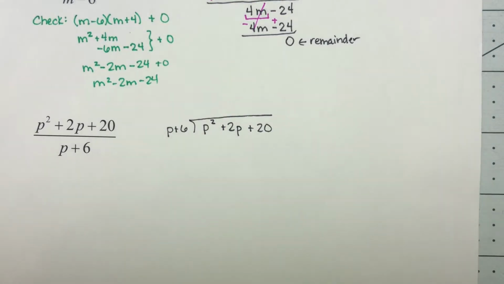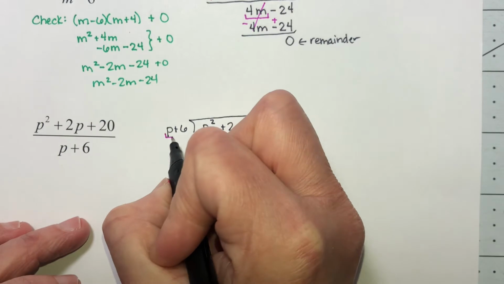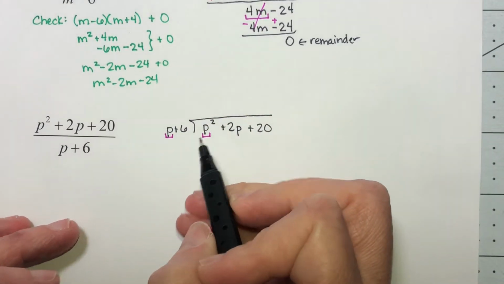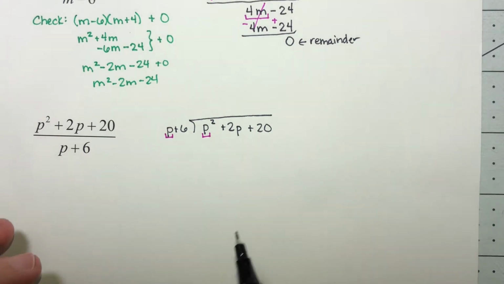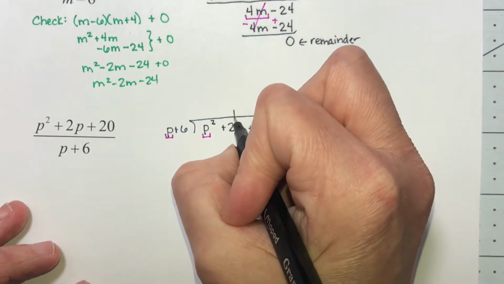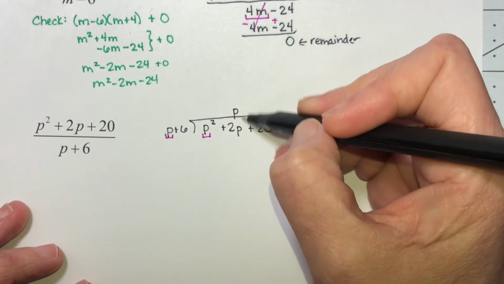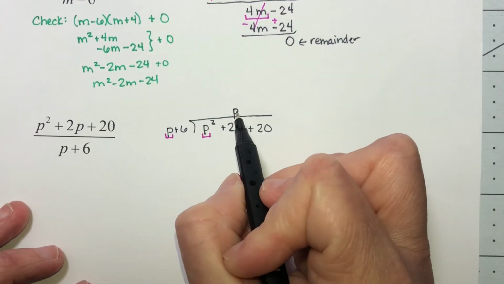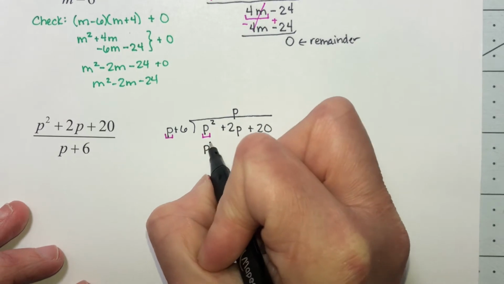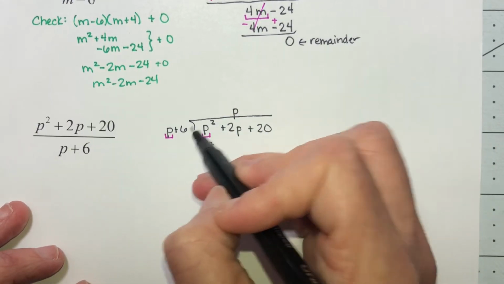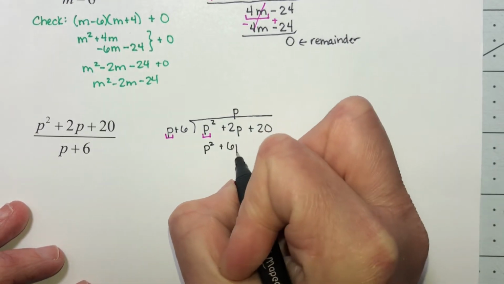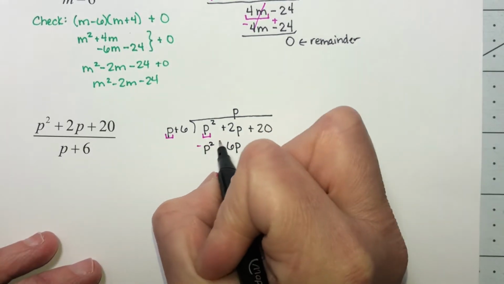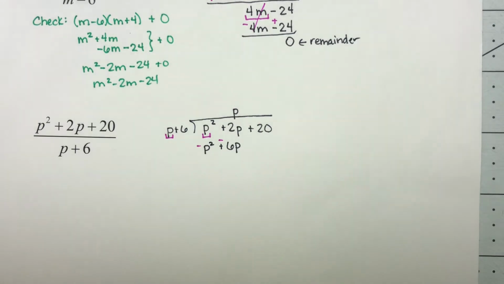Okay. Concentrate on your first terms. What do we need to multiply the P by to get a P squared? Well, P times P is P squared, so I need to multiply it by another P. Again, I'm lining up my like terms. We take this and distribute it. P times P is P squared. P times 6, 6P. Change both of your signs. And now let's add.